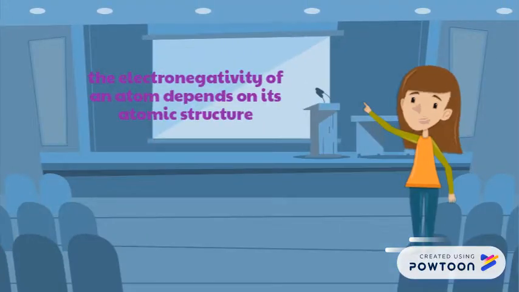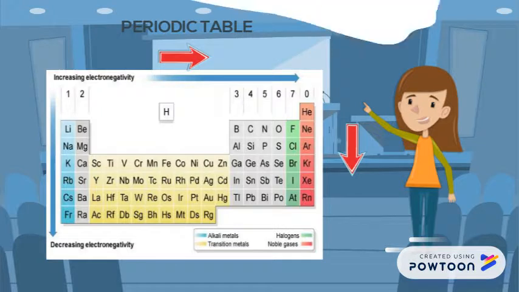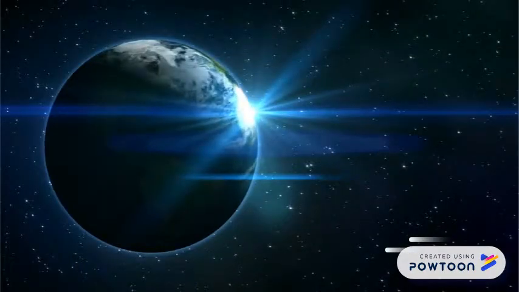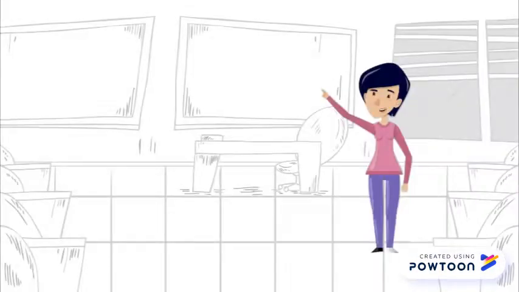The electronegativity of an atom depends on its atomic structure. So let us take a look at a periodic table. Across the row is known as a period, and down the column is known as a group. In the chemistry world, the electronegativity of elements decreases down the group. But why is that so? So let us get the main idea.